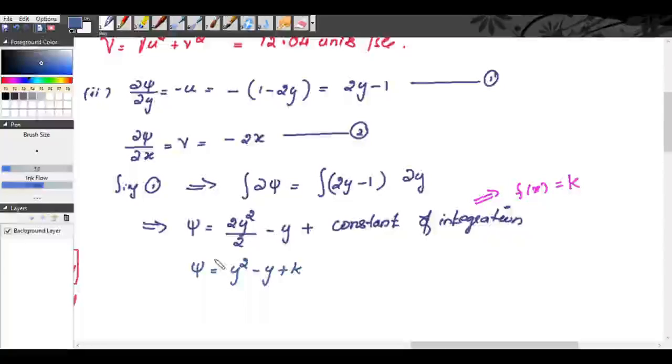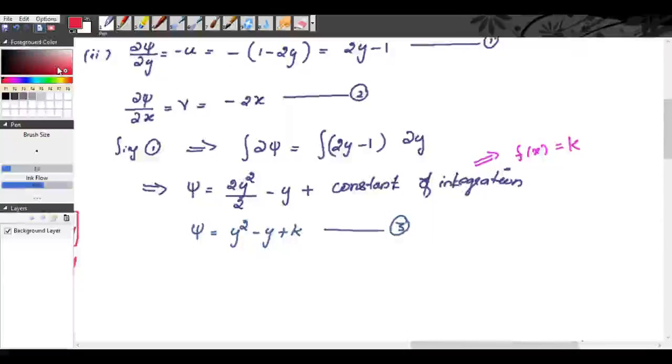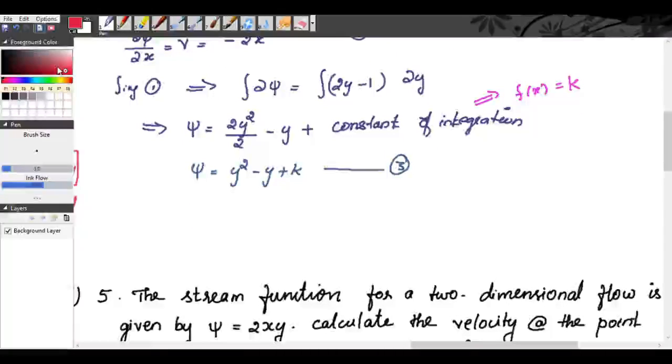Now we will differentiate this with respect to x. Okay, we will take this as equation number 3. So we will differentiate equation 3 with respect to x.